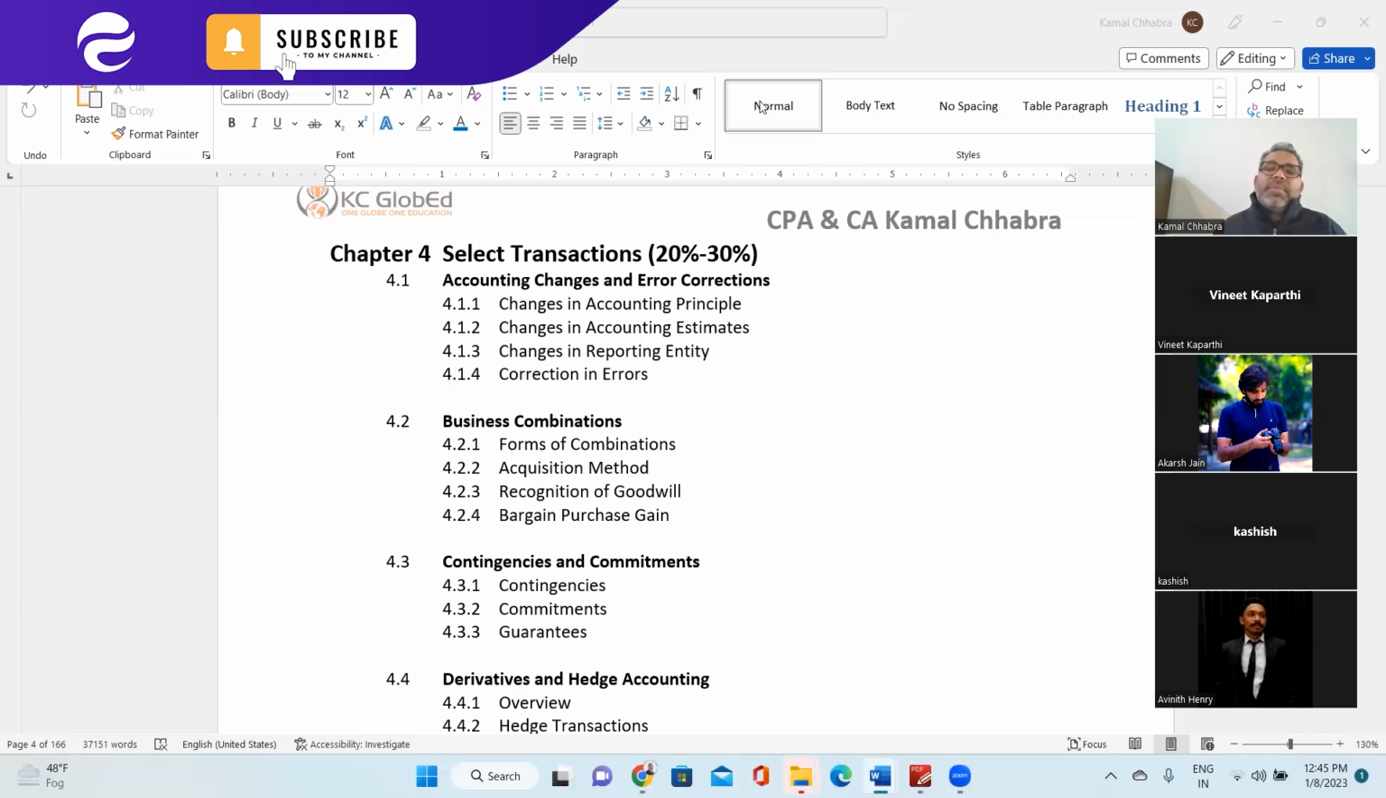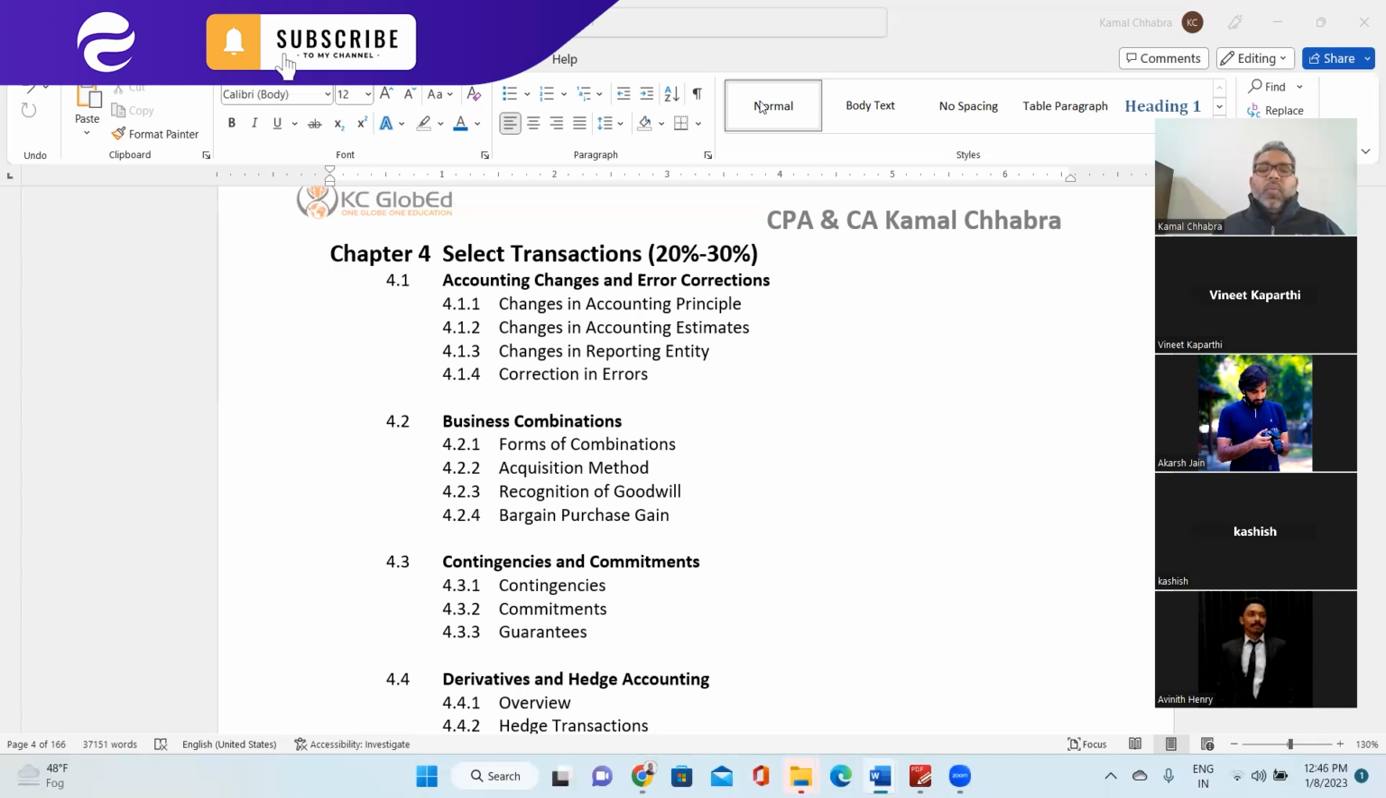And then the last one is bargain purchase gain. Bargain purchase gain: if you are paying less than the book value, that means you have negotiated better and that is your gain. How to do the accounting of that gain and how to recognize that gain in your financial statement, those are all things we'll be studying in topic 4.2.